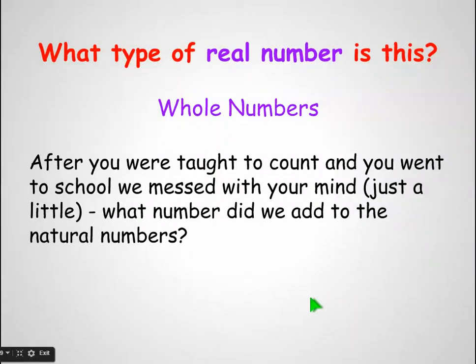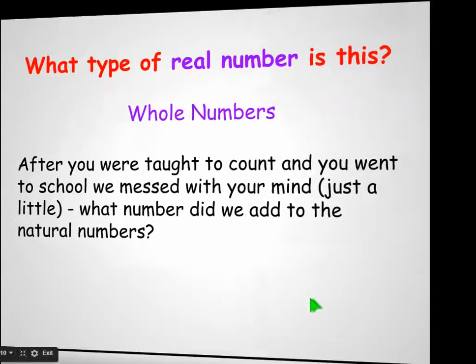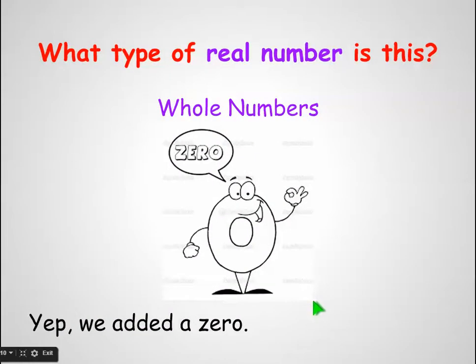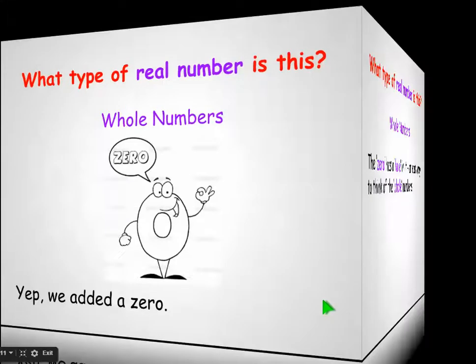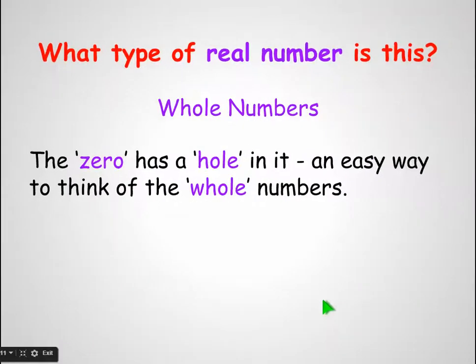After you were taught to count, or at least after you began to learn how to count, you got your mind messed with a little bit. What number did we add to the natural numbers? You learned how to count 1, 2, 3, 4, 5, 6, 7, on and on and on, but then we added something. Yep, we added a 0. The 0 has a hole in it. It's an easy way to think of the whole numbers.